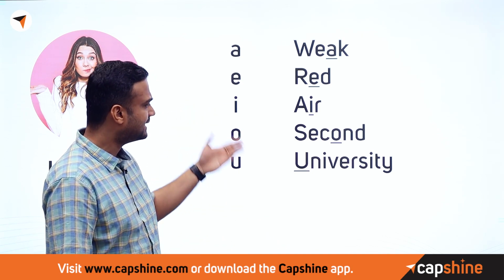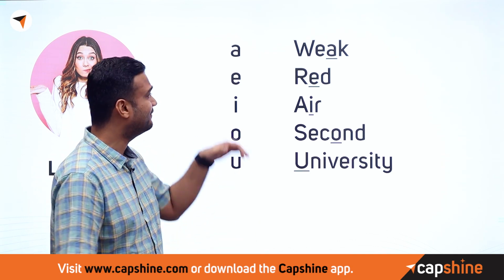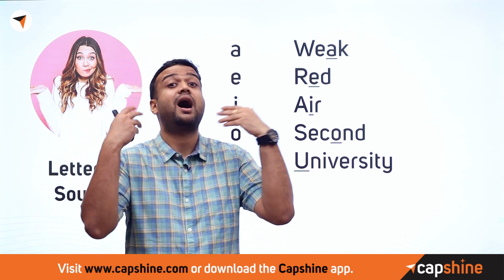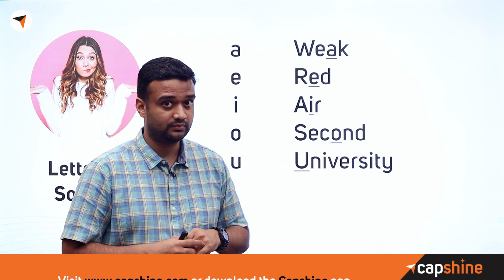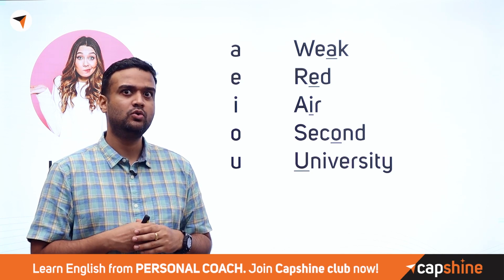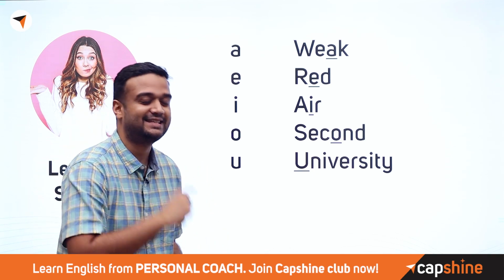Similarly, air, second, university, none of these have their vowel sounds. In fact, they have other sounds. University doesn't even have a vowel sound for the U. It has a Y sound, right? So how do you know the sounds of vowels? And also, how do you pronounce them right? Let's take a look at that.